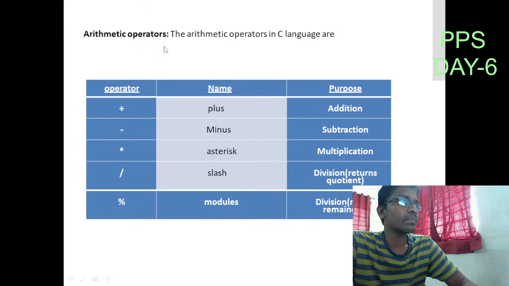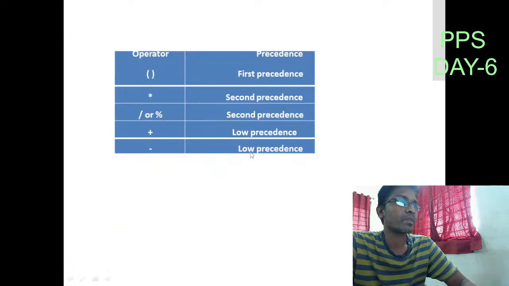So what are arithmetic operators? The arithmetic operators contain different types of operators like addition, subtraction, multiplication, division, and modulus, the percent sign. The difference between division and modulus is that division returns the quotient value, whereas the percent operator returns the remainder value. So that is the difference between slash and percent. These are the different types of operators in C programming.